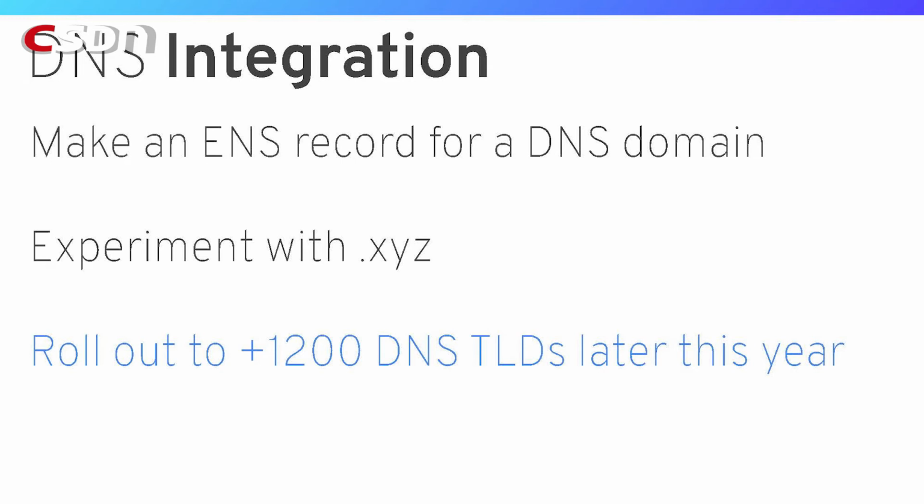We plan on rolling this out to more than 1,200 DNS TLDs later this year. There's about 1,500 TLDs in DNS, but they have to have what's called DNSSEC. It's a security protocol, because that's what we use to verify ownership. And not all of them have that yet, but most do, like .com does. I mean, all the ones you'd have heard of. Only a couple hundred country codes don't.